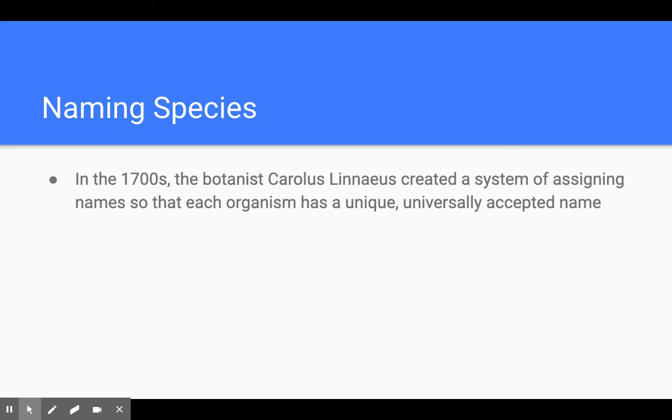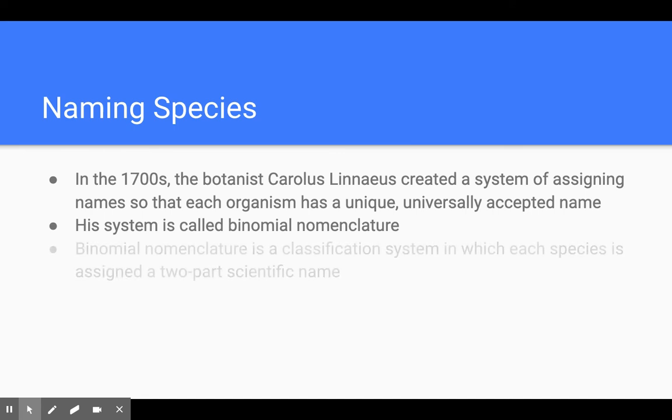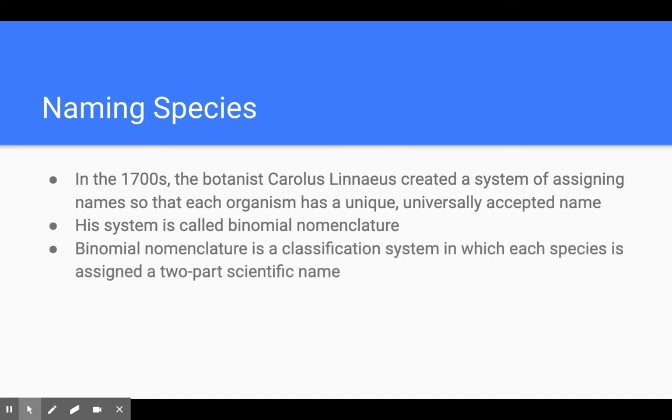So, this guy named Linnaeus in the 1700s, he created a system of assigning names to each organism so that we could have a unique and universally accepted name. Now, Linnaeus was a botanist. He actually started his studies on plants. That's what botanists do, they study plants. But Linnaeus created the system called binomial nomenclature. And this is a classification system in which species are assigned a two-part scientific name. So literally, when we break down binomial nomenclature, that means two-name naming system.